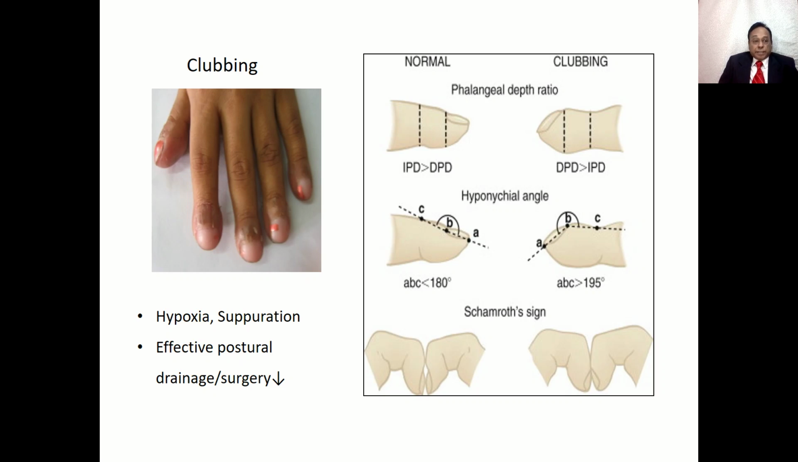The other question they sometimes ask concerns the distal phalangeal depth and interphalangeal depth. Look at that, there are two vertical lines. We make a first vertical line, DPD, and the second one at the interphalangeal joint, that is IPD. Normally DPD by IPD is less than 1. In clubbing it may be more than 1. That is also a very important one.